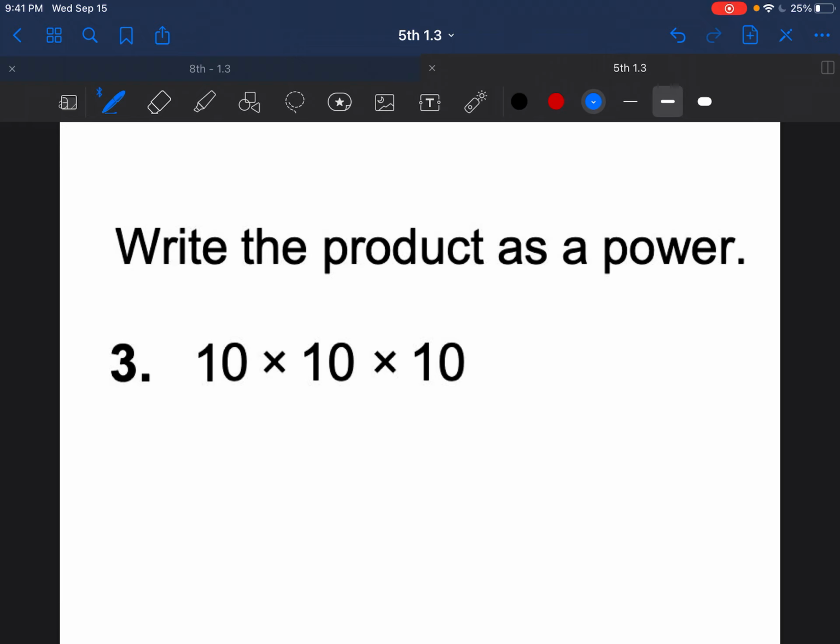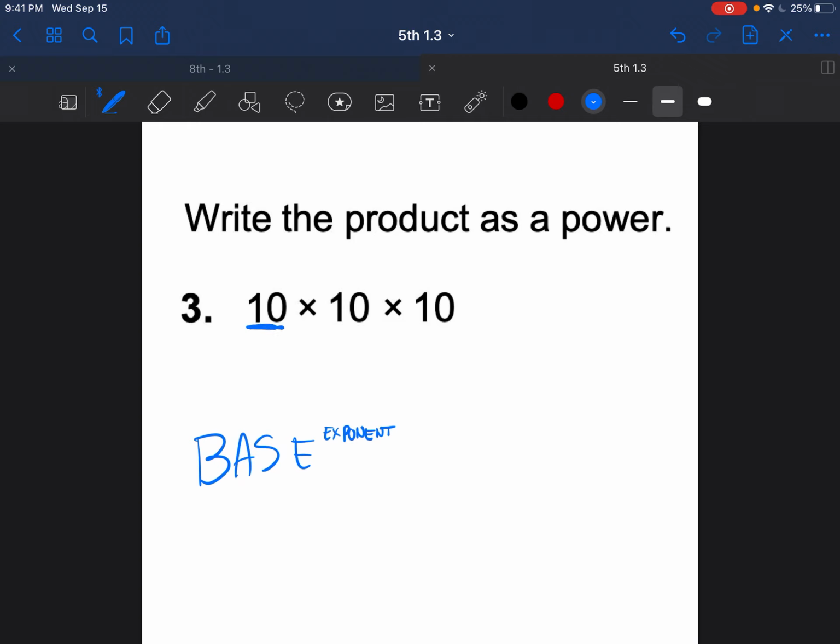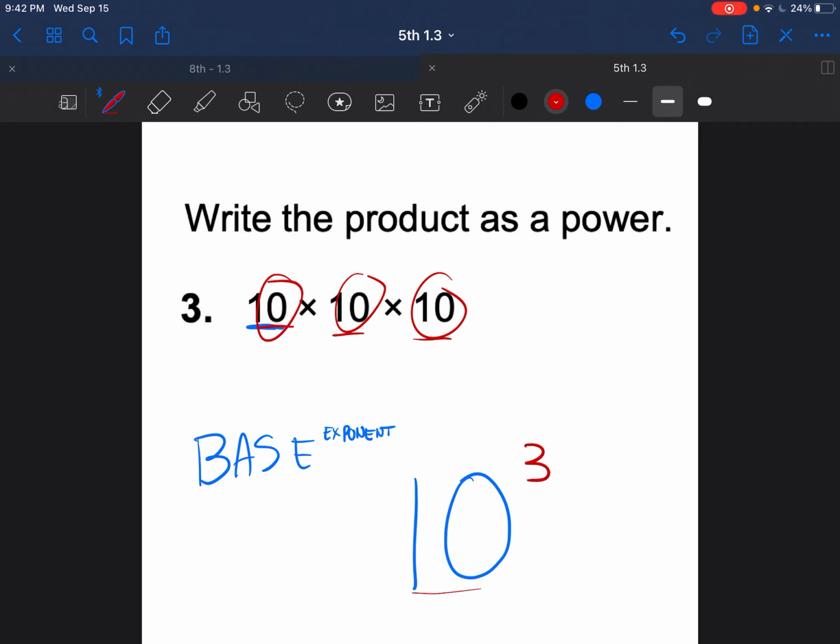Write the product as a power. Ooh, now we're switching it up. How do we do that? So how do we write it as a power? Remember, a power is your base, and then your small number, which is your exponent. So to do that, we're going to use the same number. So we're going to use 10 as our big number. And I'm asking myself, how many 10s do I have? I have 3 of them. So it's going to be 10 to the third power. So again, that's going to be 10 to the third power.